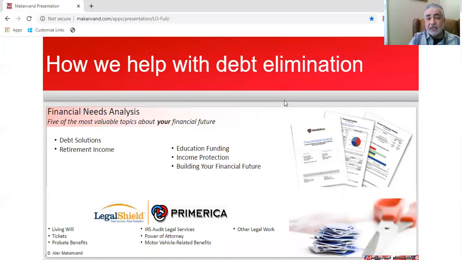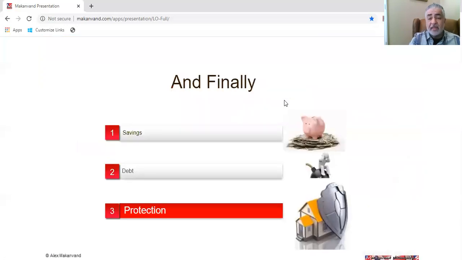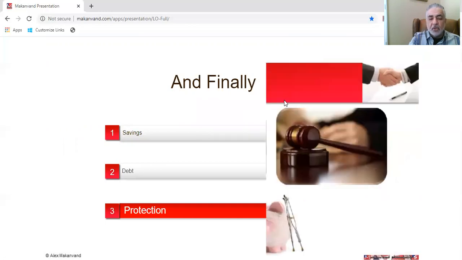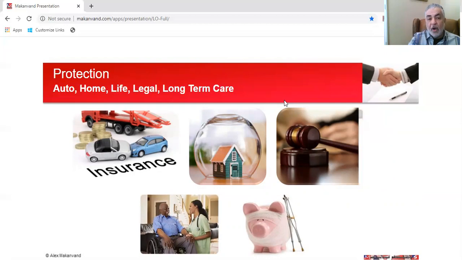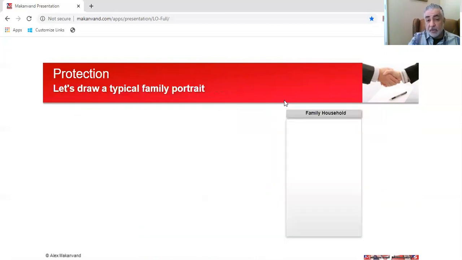So let's go to the third part. The third part is what we call protection. Why don't we get right into that? The whole concept of protection is to protect your assets, to protect things that you own, to protect yourself legally, to protect your home against burglary. And so we have all these different types of protecting yourself. We're going to focus right now on protecting your family.